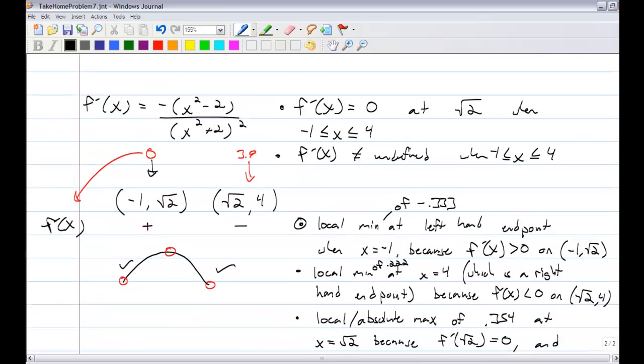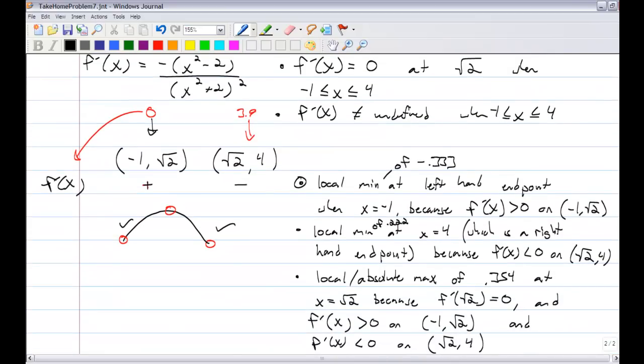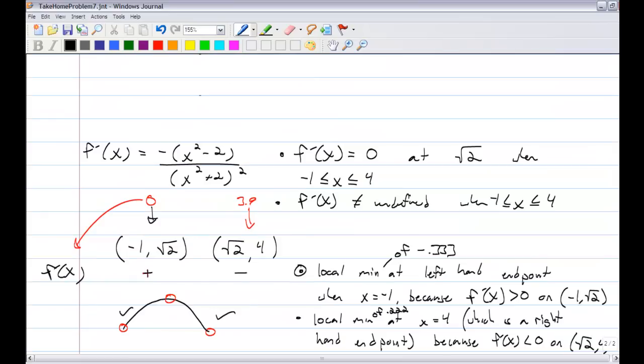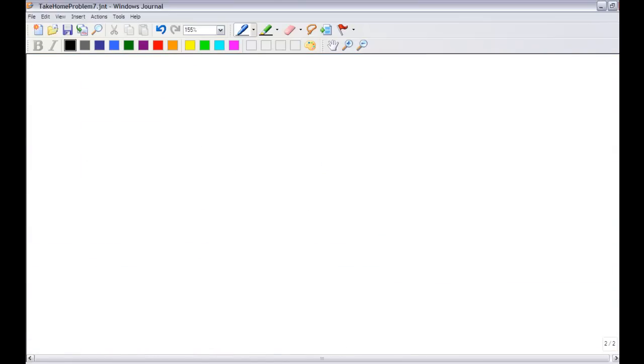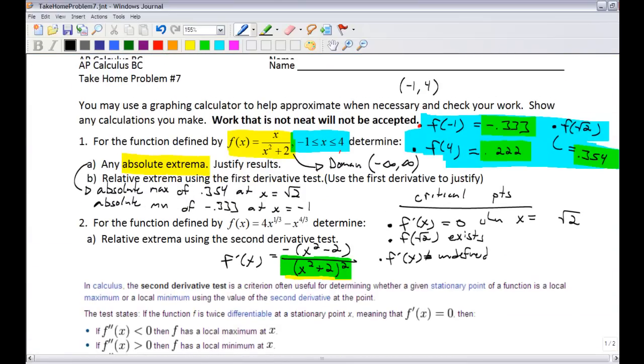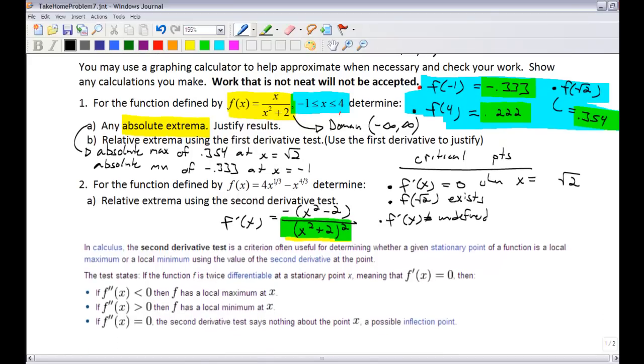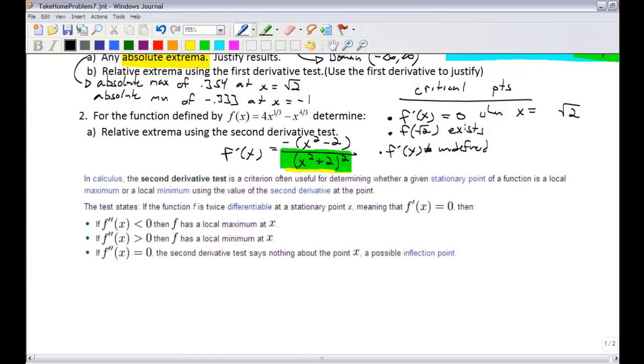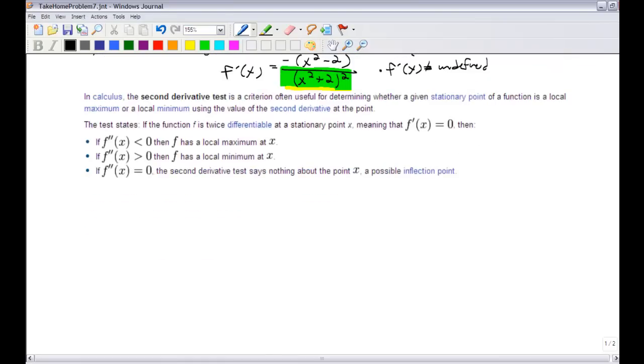Okay, now we're on to part B. So you've got your relative extreme values, and you've used the first derivative. When we say first derivative test, that's just saying use the first derivative to justify. So 2 says, for this new function, determine any relative extrema using the second derivative test. 4x to the 1/3 minus x to the 4/3.